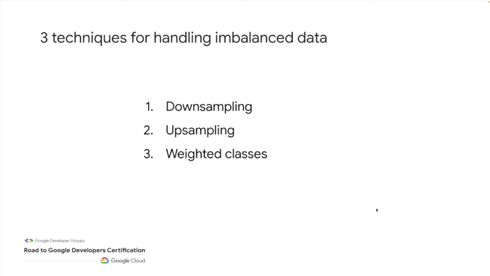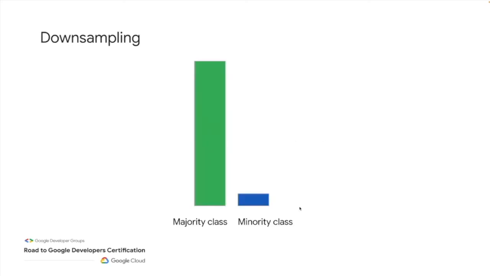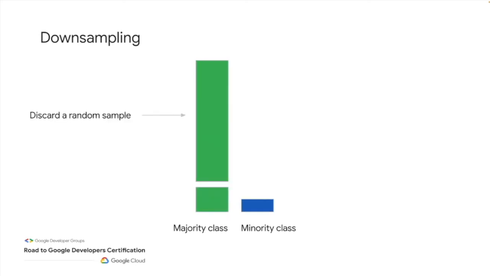So let's go through it. Downsampling is when you have the majority class and the minority class, and then you remove and discard a random sample. When you do that, you have to keep in mind how you do it: you really have to remove a random set. There are a couple of caveats. You take care of how you do the downsampling. You don't want to lose the important things. This is probably the simplest, but it might not work if you don't have enough minority class examples to begin with.